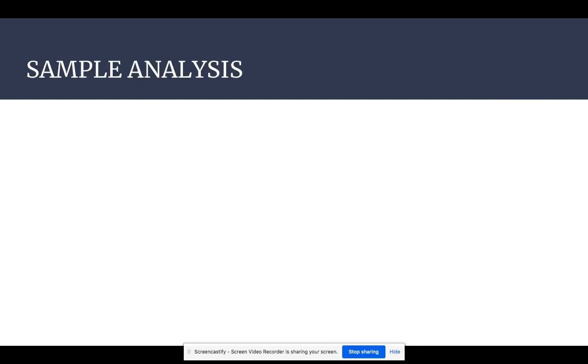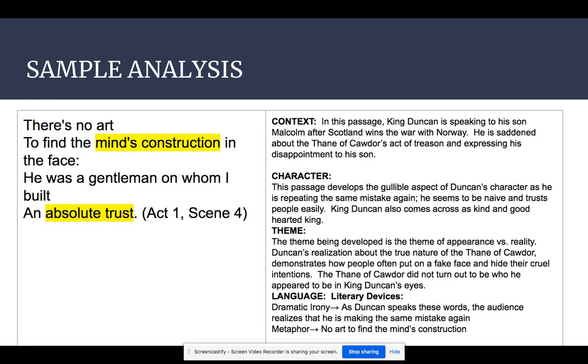Okay, here's a sample analysis that I've done for Macbeth. I got this quote from Act 1, Scene 4. There's no art to find the mind's construction in the face. He was a gentleman on whom I built an absolute trust. Okay, so these lines are spoken by King Duncan.